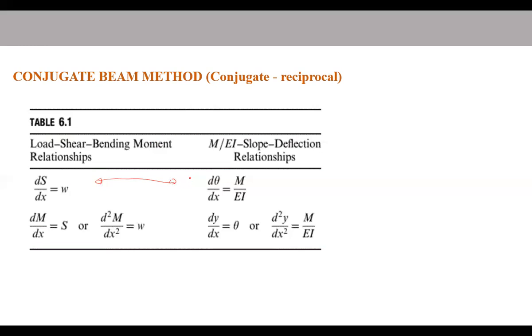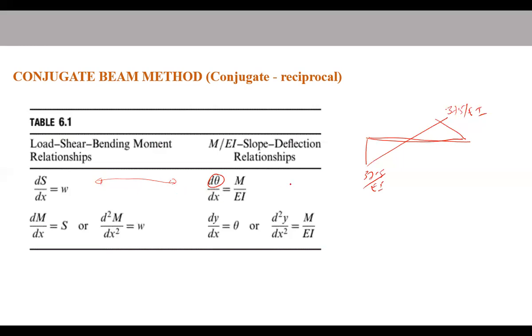Similarly, if you apply M over EI as a load on a beam, you normally get an M over EI diagram, something like this. Say earlier we had 37.5 over EI. If we apply this as a load on the beam, and the load is distributed like this, then the shear force due to this load on this beam is equal to the slope on a real beam.